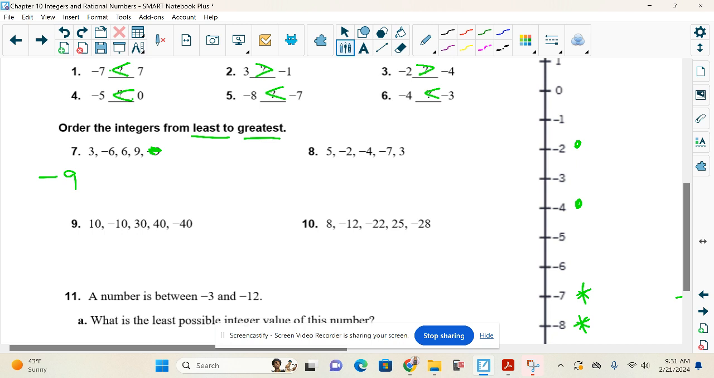Now what's going to be the smallest number, or furthest to the left? -6. Then what? 3, 6, 9.